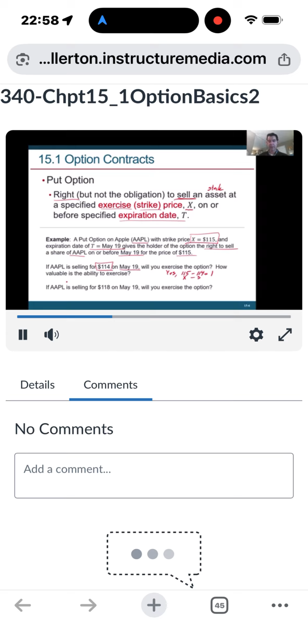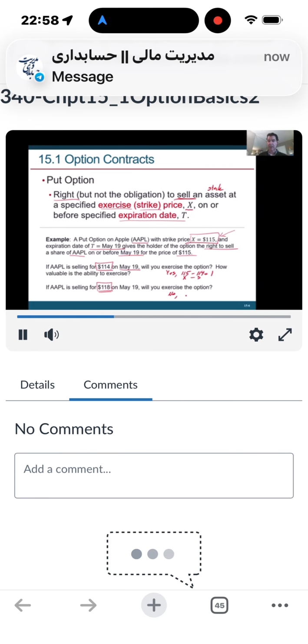What's the other scenario? If Apple is selling for 118 on May 19th, are you going to exercise this option? Well, if you exercise, you only get, what, $115. Okay, so of course you're not going to exercise. You'd rather just sell it for 118 in the market. So the answer here is no, and the value is 0.